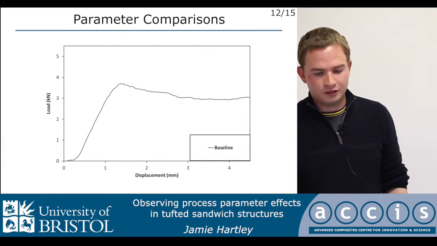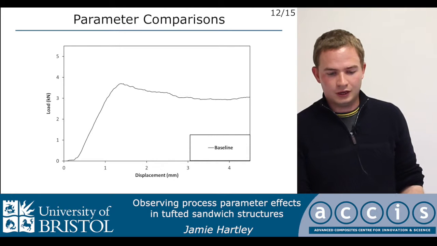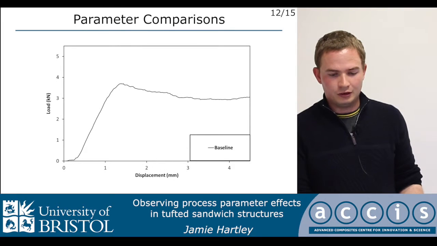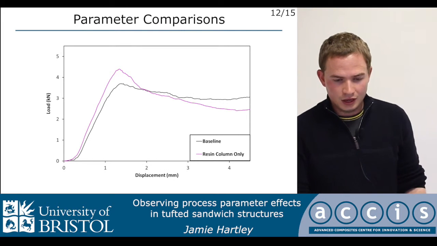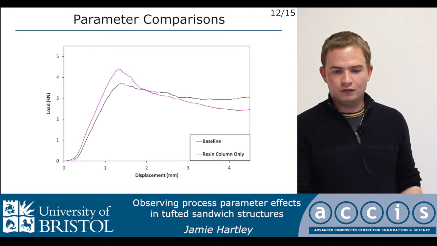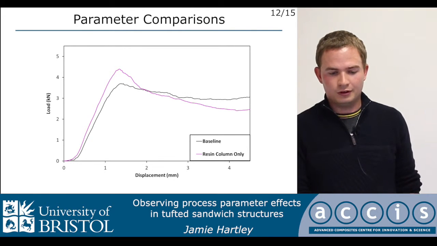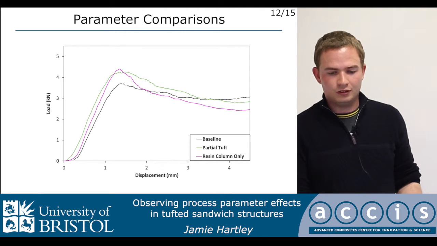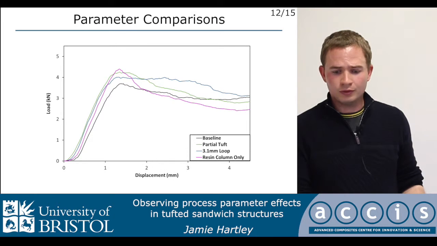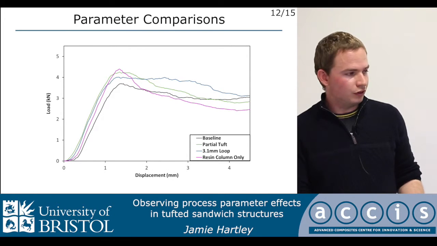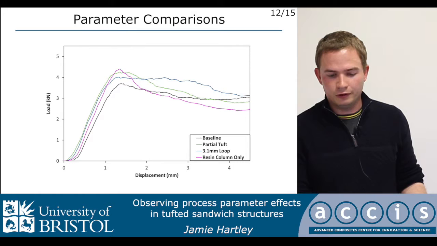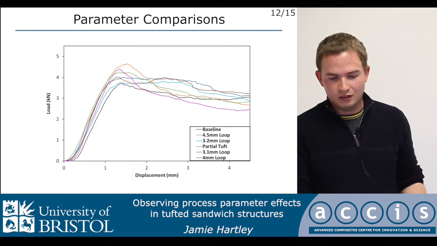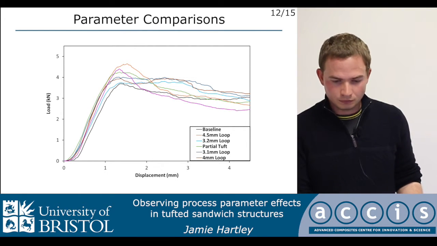So what I'm now going to do is summarize some of the parameter comparisons that I carried out and how the results compare between them. First of all, we'll start off with a baseline test, as we saw before. Now we can start to see, with the addition of various components of the tuft, beginning with the resin column, the changing effect on the load. If we now go into the partial tuft, again we see a small increase in the load before we start to see the effect of adding tufts that have penetrated all the way through, and we're now starting to vary the loop size of these. As you can see, as we increase the loop size, these lines are clustering closer and closer together.